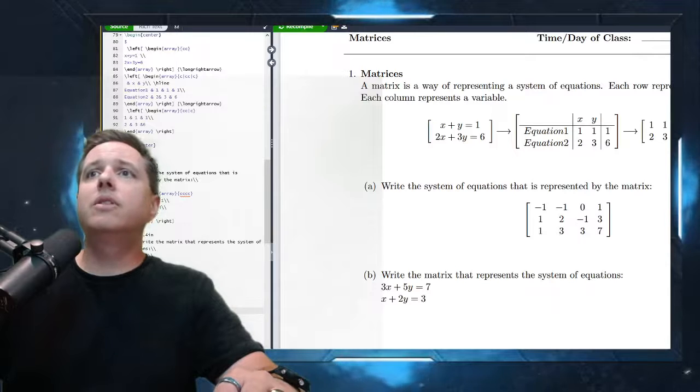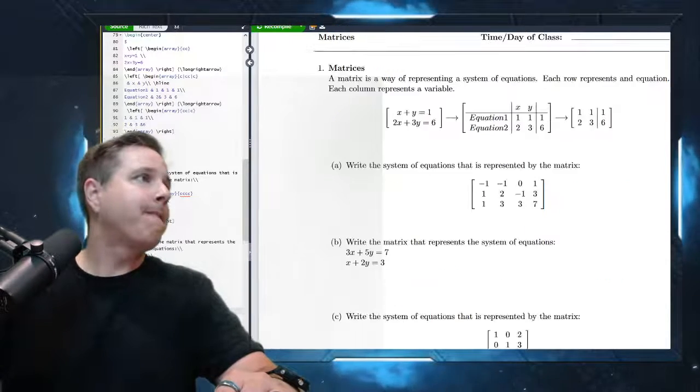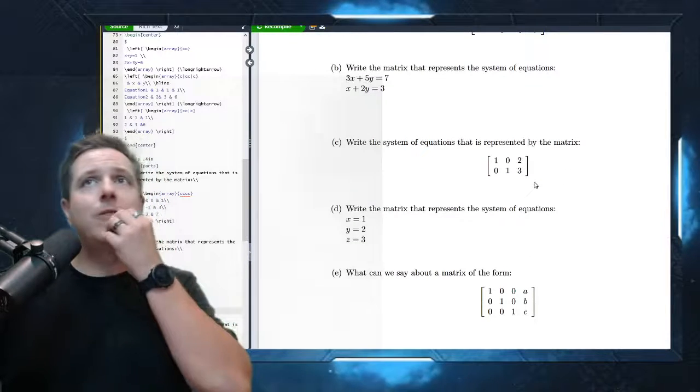Actually, how do I want to size this? We'll make do with that.